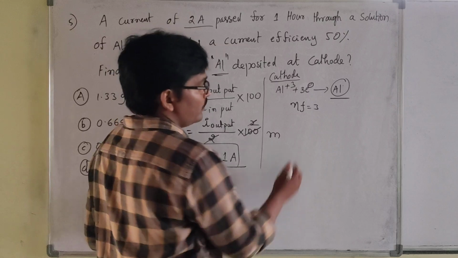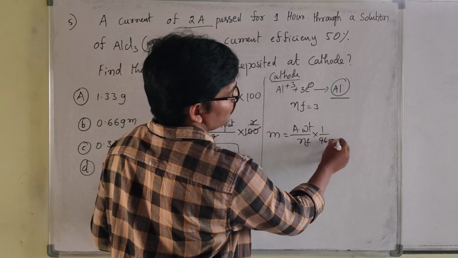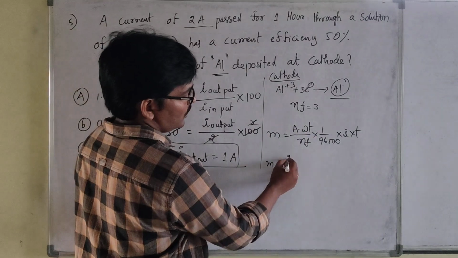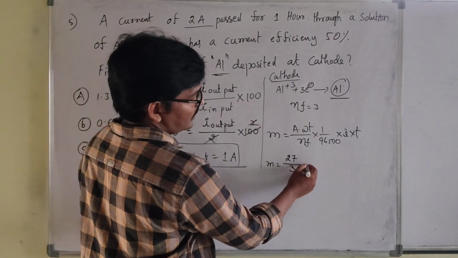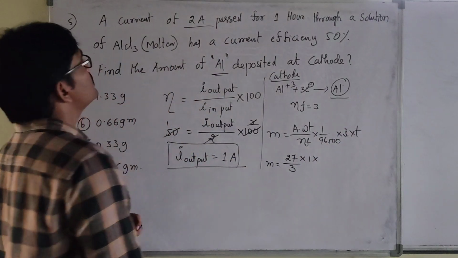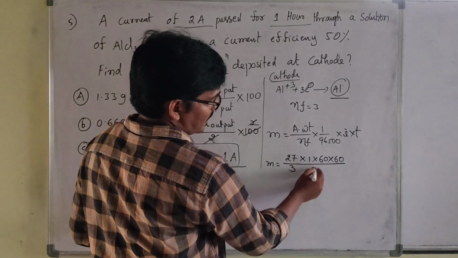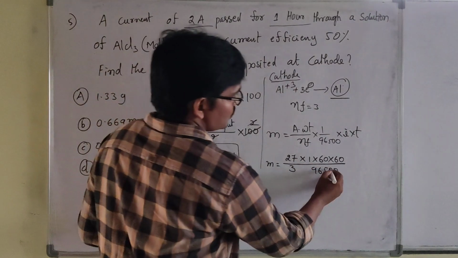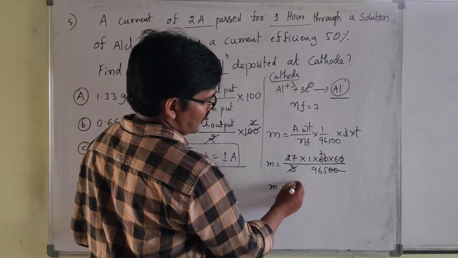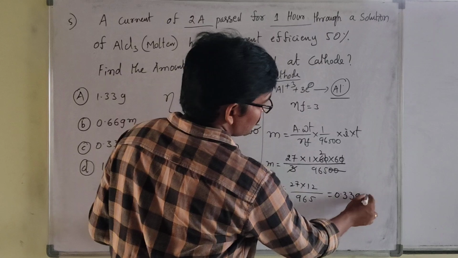Then the mass of aluminum equals atomic weight divided by n factor into 1 by 96,500 coulombs into I into T. This is the formula, right? Yes. Then the mass of the substance, aluminum atomic weight 27 divided by n factor 3, then I into T. What is the I value, sir? 1. Then T, time: 1 hour, that is 60 minutes into 60 seconds, over 96,500, then 2 zeros cancel. So 3 1 times, 3 2 times. Then the mass of the substance is 27 into 12 divided by 965, and you get 0.33 grams as the answer.